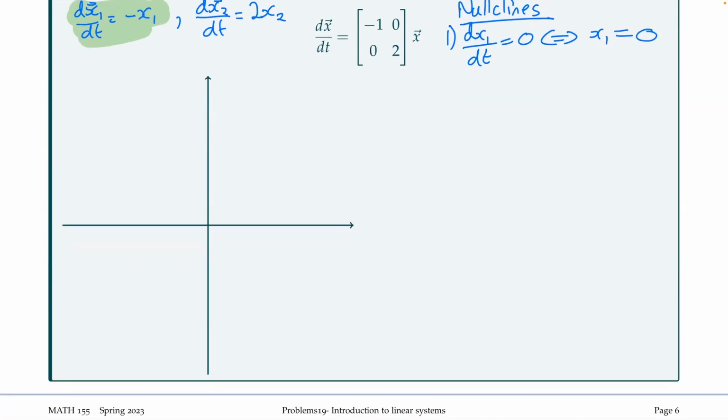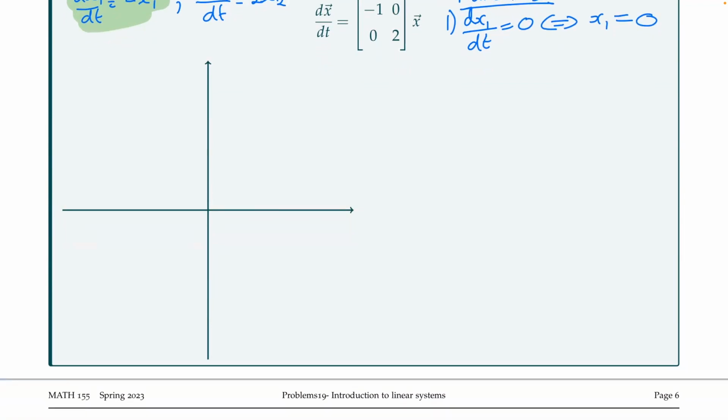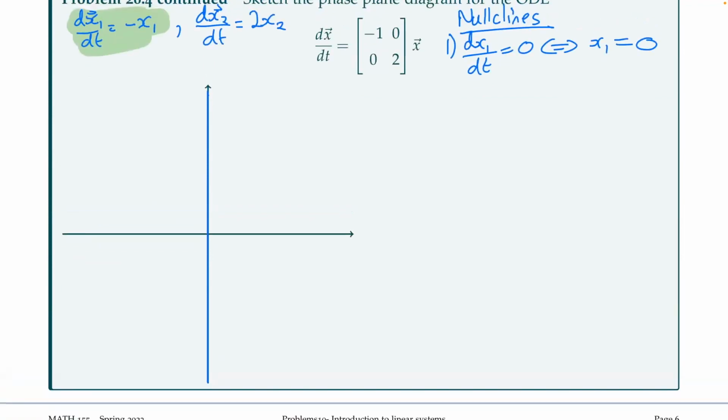So what's the line x1 is equal to 0? I'm going to draw this in colors. Let's do it in blue. Okay, so x1 is equal to 0 is just this vertical line here along this axis. Can't see it super well there, but there's a blue line along that axis. Okay, that's my line. X1 is equal to 0.